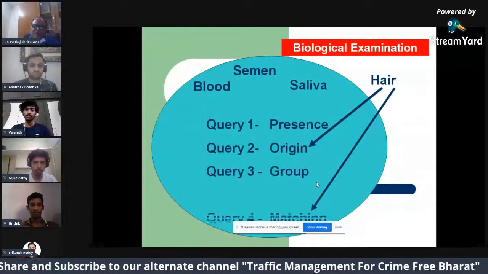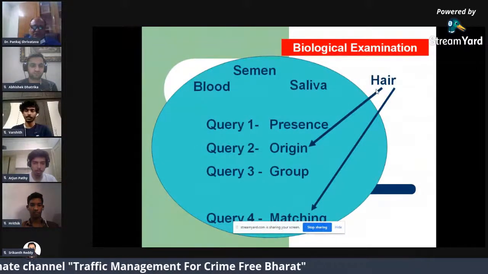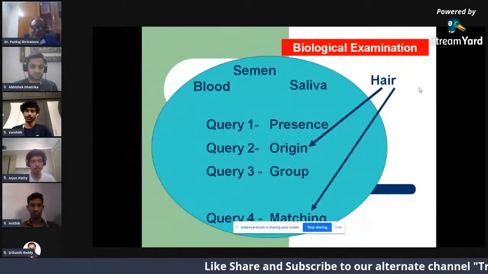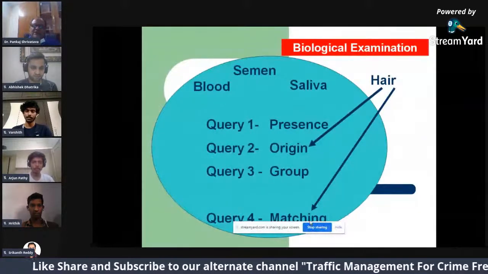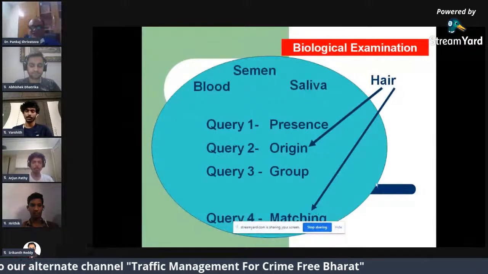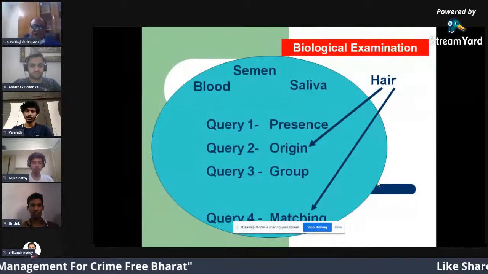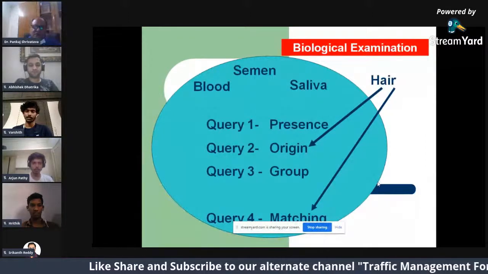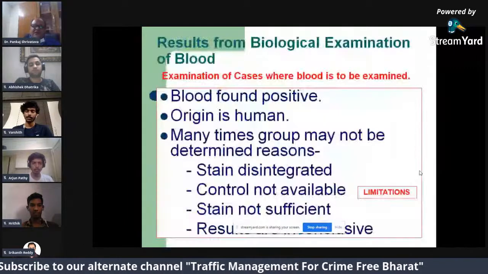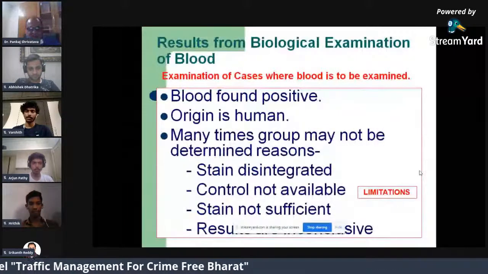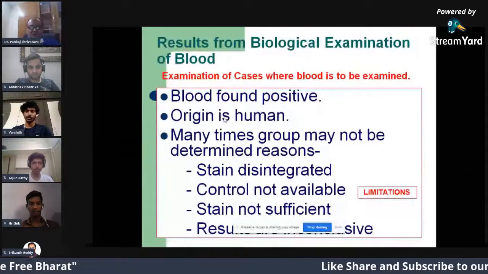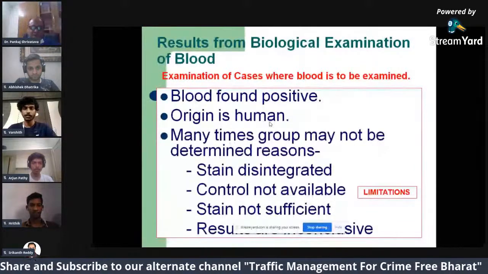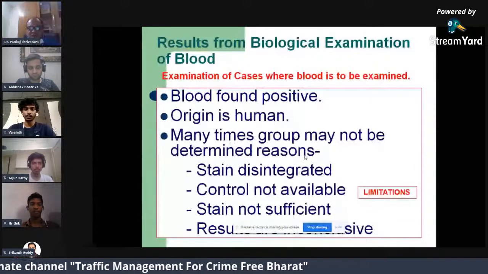Now, if you talk about hair, in case of hair there are two queries of investigation. Number one is origin, and the second query is about matching, that is to say, whether these two exhibits are similar, whether both hairs are similar or not, despite being human. Now, what do we get out of this biological examination? You may find that blood is positive, and that the origin is human, but many a time the blood group is not detected.